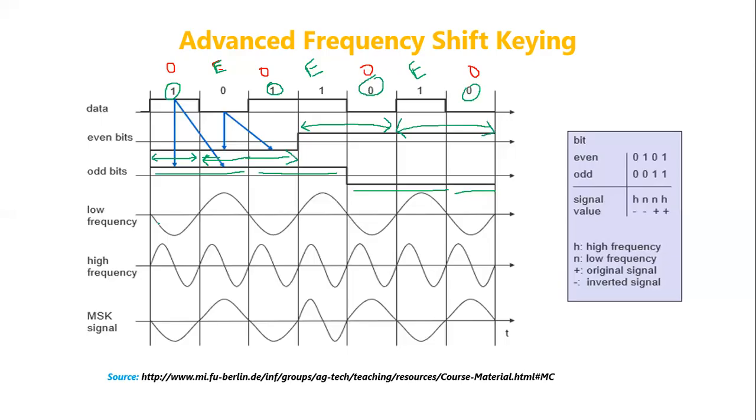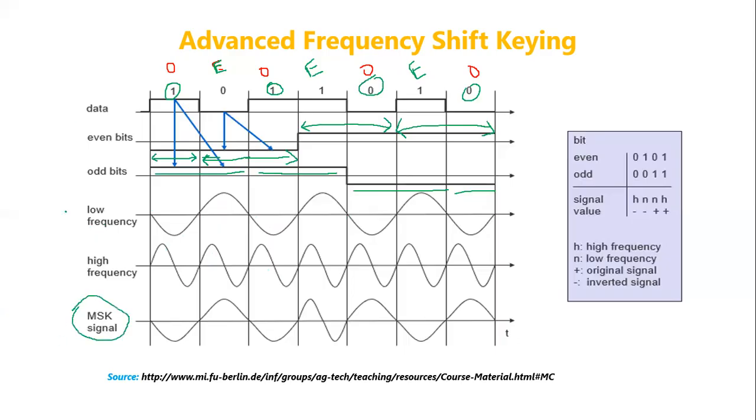As we discussed, there will be two signals with two different frequencies: one with a low frequency, the other with a high frequency. So this is the low frequency signal, and this is the high frequency signal. Okay, now let us see how minimum shift keying works.